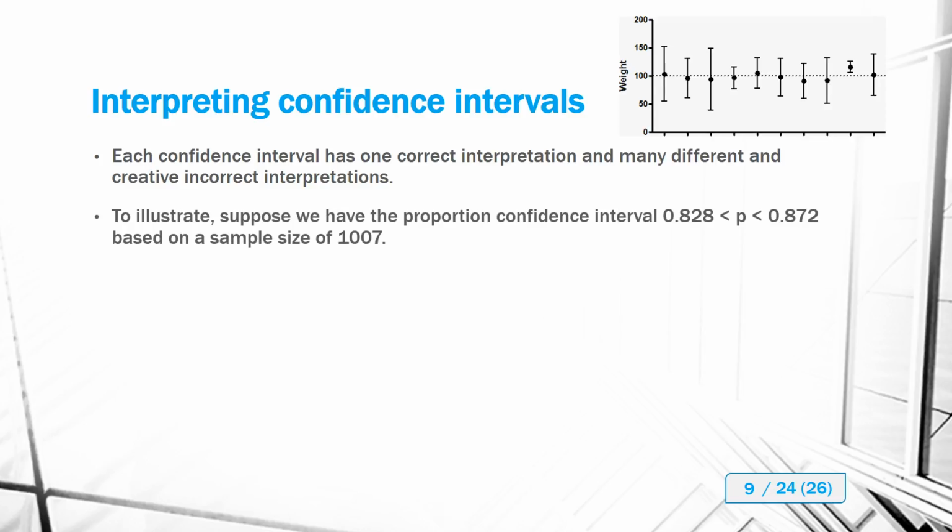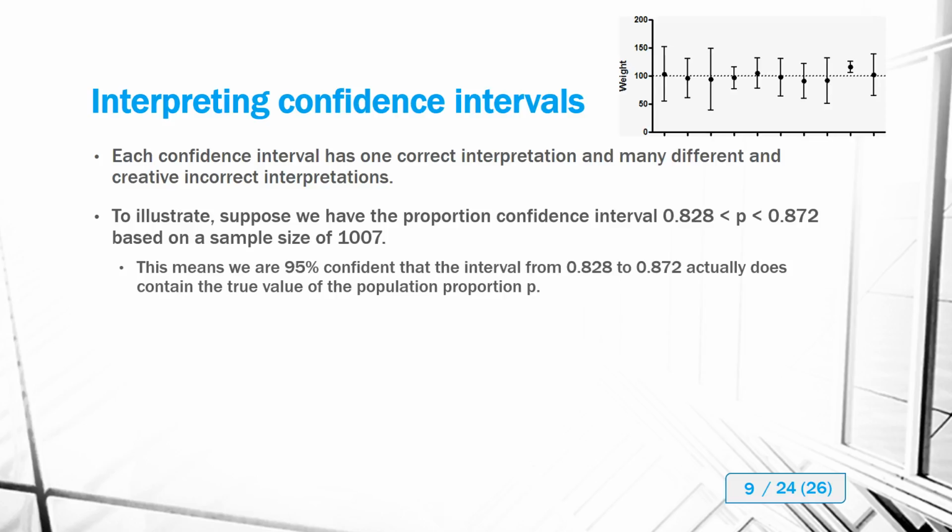Suppose we have the proportion confidence interval 0.828 less than p less than 0.872 based on a sample size of 1,007. What this means is that we are 95% confident that the interval from 0.828 to 0.872 actually contains the true value of the population proportion p.